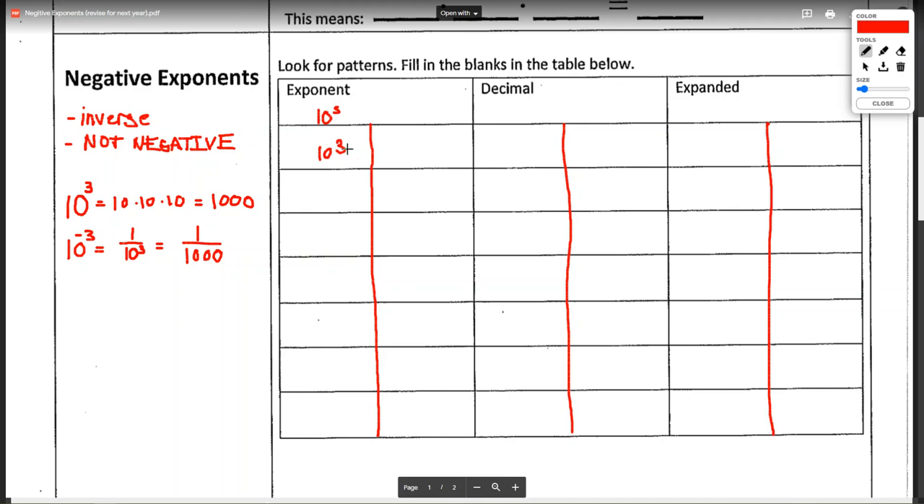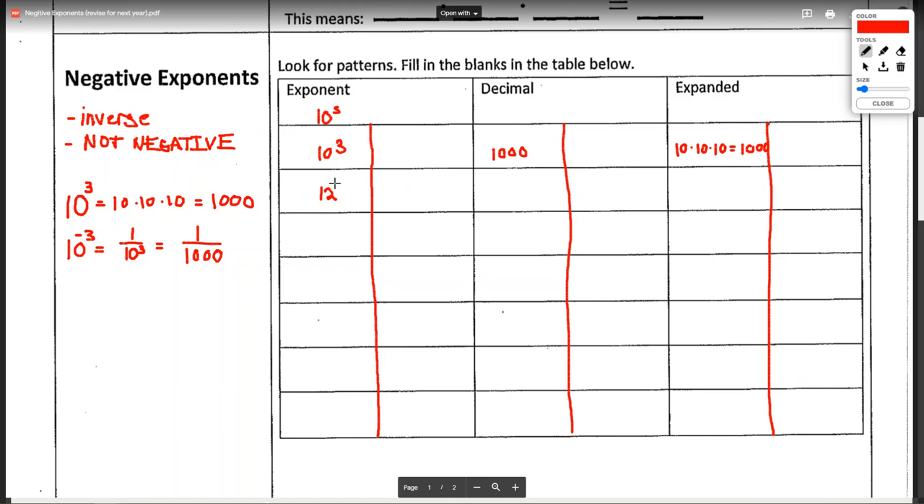Okay. Now we know that that's 10 times 10 times 10. That's called expanded form, right? Written all the way out. And that's a 1 with 3 zeros, 1,000. Okay. The decimal, that's just equal to 1,000, right?